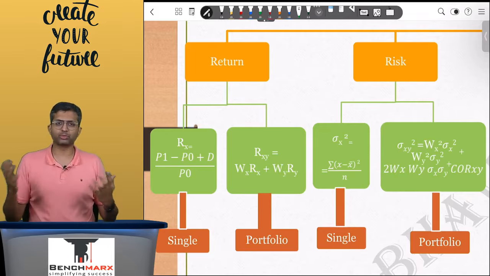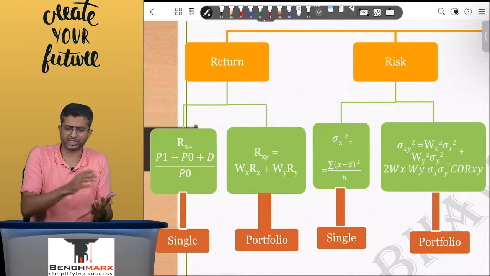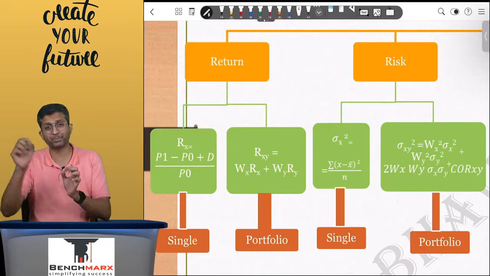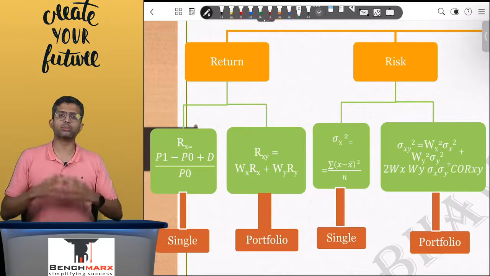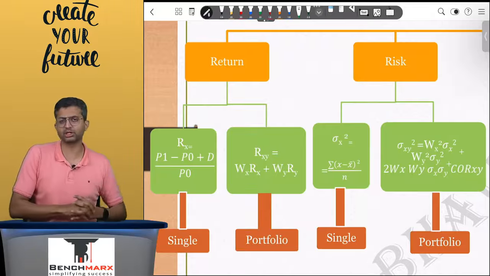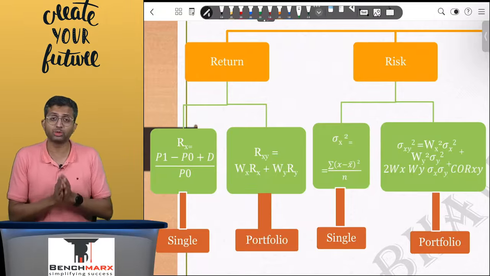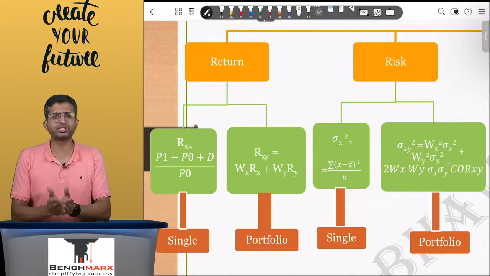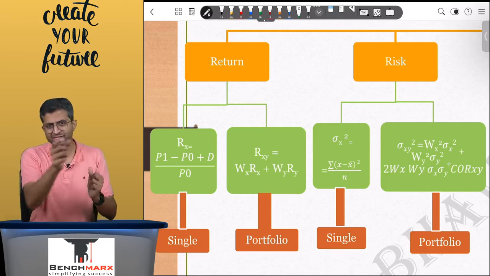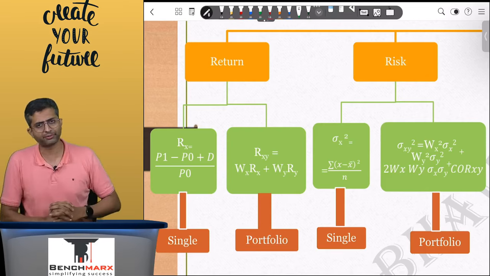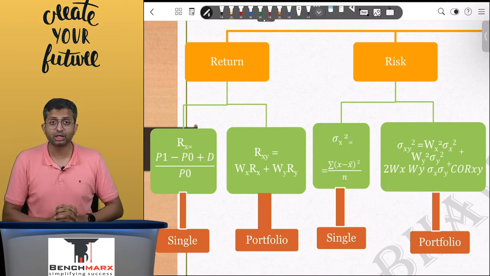If it's a 3 security portfolio, then it is the weight of x into return of x, similarly for y, plus the weight of z into return of z, where the weights are the amounts invested, if it's the first year return. Or if it's a multi-period return, in which case the weights are the value of these investments at the beginning, the total value of these investments, that is the price into the number of shares at the beginning of the measurement period or the beginning of the year.